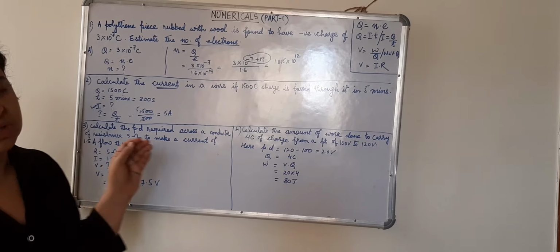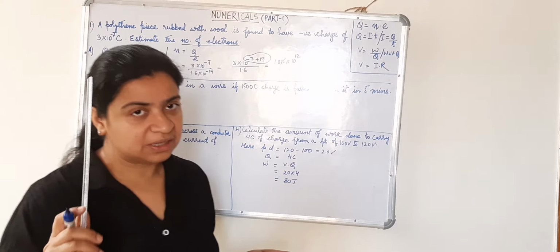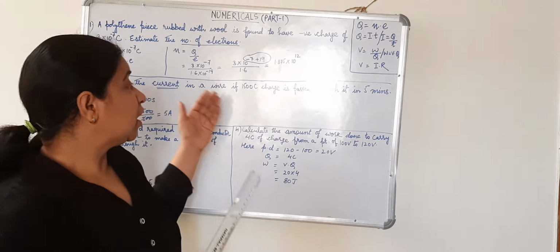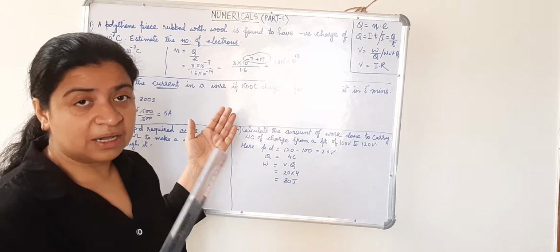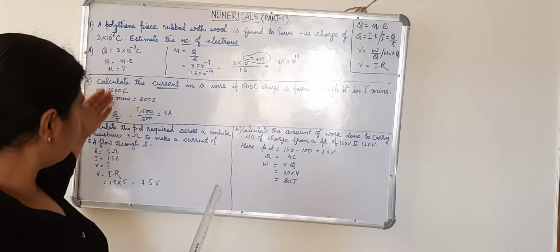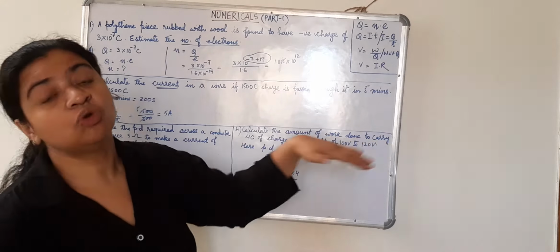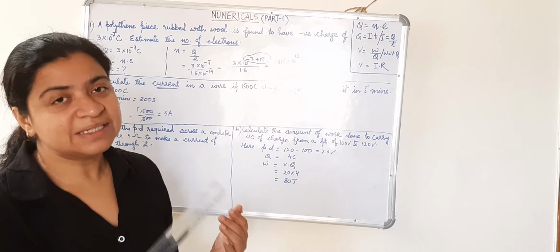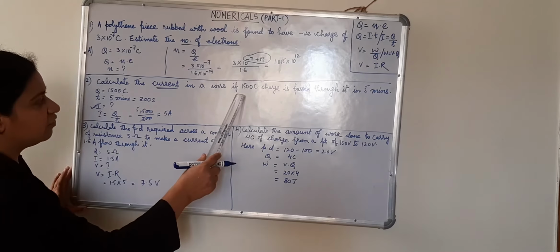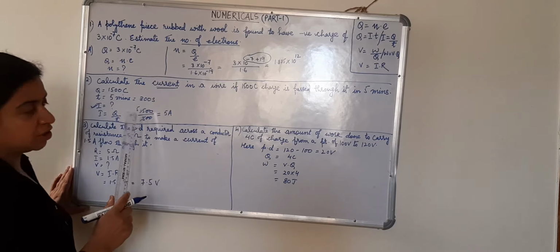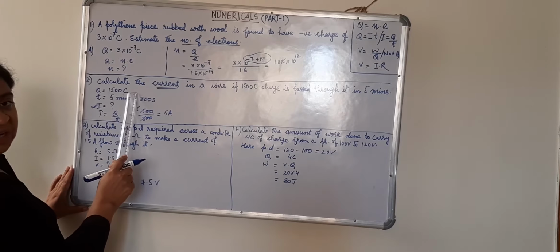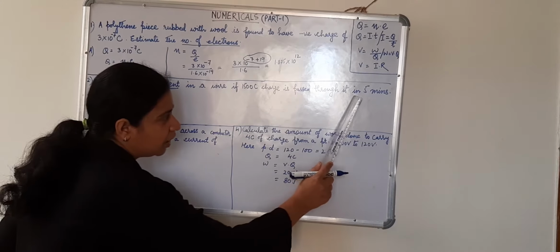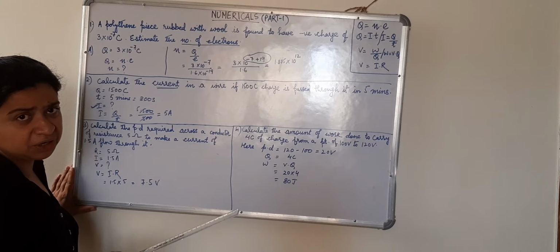Children, first of all, to solve the numerical, you must keep one thing in your mind: whatever you are given in the numerical, please note down those things, and after that note down what you need to calculate. Then you can go about the numerical. It will be easier for you. So I am given here 1500 coulomb charge, that is Q is equal to 1500 coulomb. In 5 minutes, minutes is the unit of time.